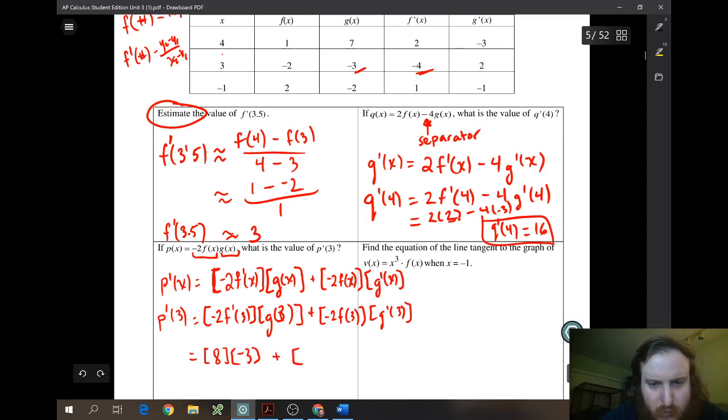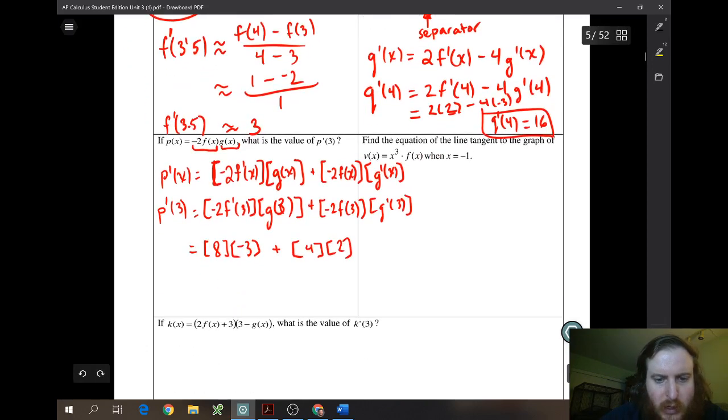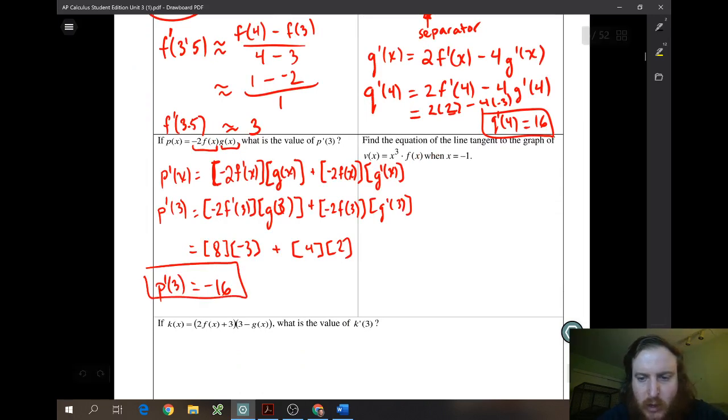Then plus, so now negative 2 times f of 3. F of 3 was negative 2. Negative 2 times negative 2 is positive 4. And g prime of 3 is 2. So we get negative 24 plus 8, which is negative 16. So p prime of 3 would be negative 16. If you're struggling with some of these, just try to erase it and try it again on your own. They're really important, and when you do them a second time, they're actually really easy.